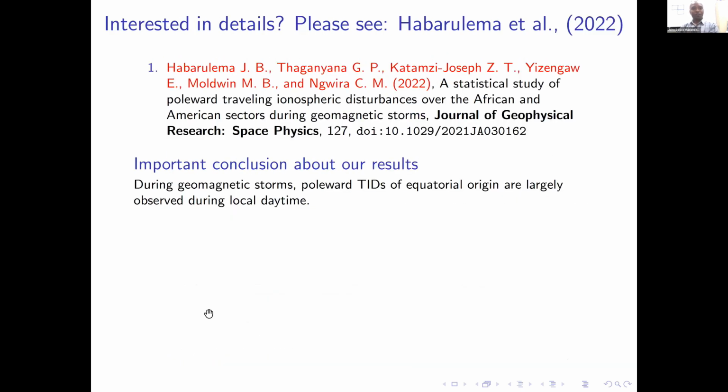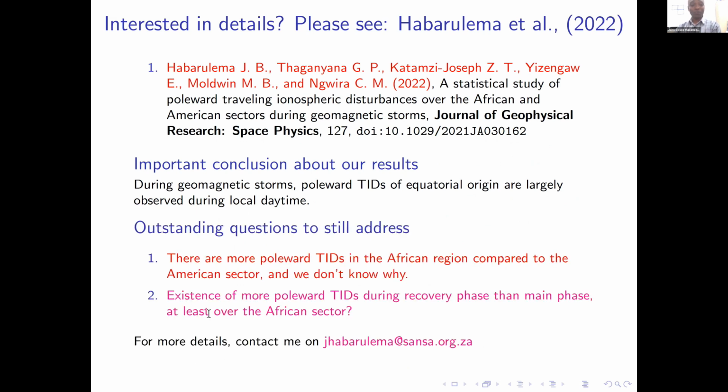Okay, now there are some important points to note. For those who are interested, you can always go to this other paper. But there are some questions which we've not been able to address. The first one is that during storm conditions, these forward TIDs from the equatorial region are largely observed during local daytime. I think the underlying mechanism is that the changes in the EEJ, and the EEJ itself is a local daytime phenomenon, can only trigger atmospheric gravity waves during local daytime. So I think that has to do with the natural changes within the equatorial regions. But the outstanding question that we have not been able to address is why there are more polar TIDs in the African region compared to the American sector.